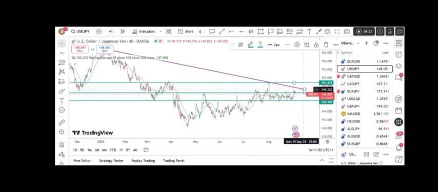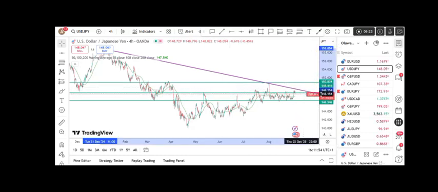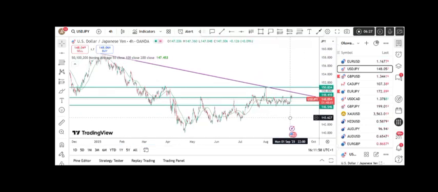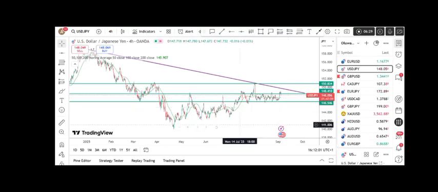So at what point can we enter this particular trade? I've drawn the trend line. This is the trend. So where is the buying pressure likely going to come from? You can see that buying pressure can come from here, and buying pressure can also come from this particular area also.